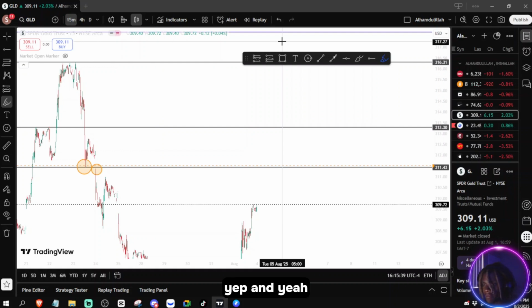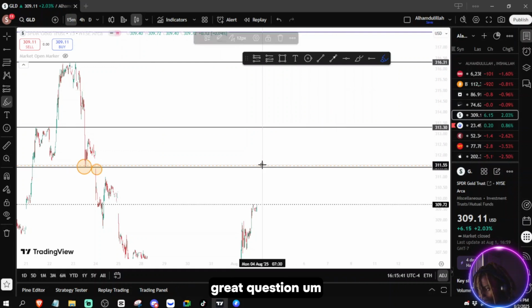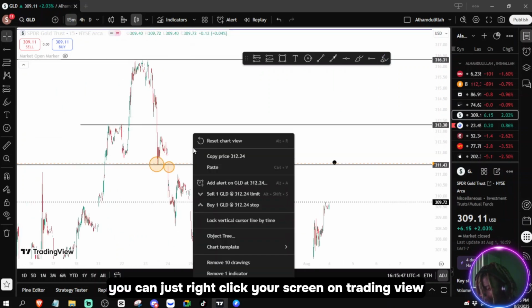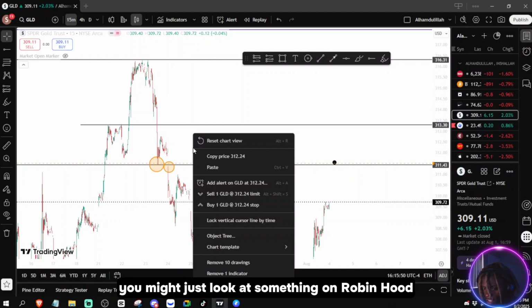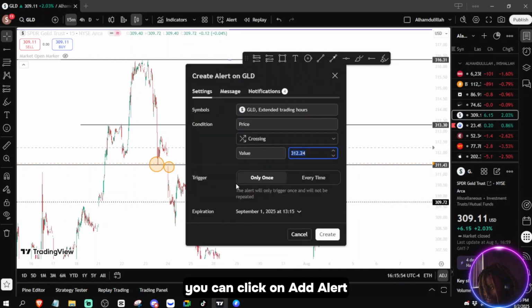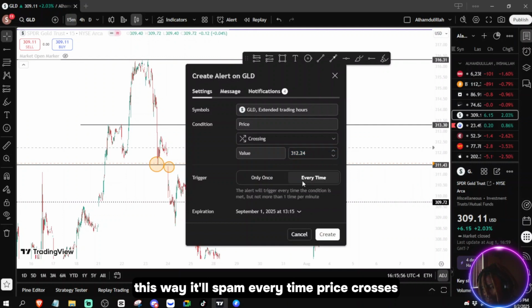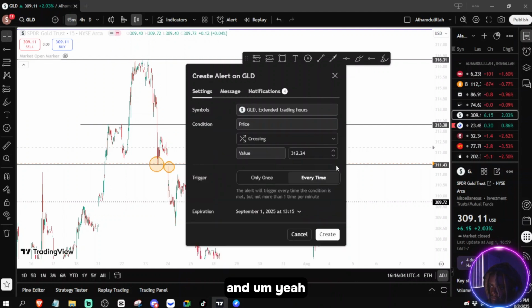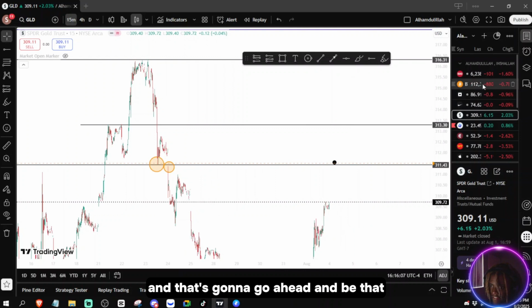Yeah, exactly. Yep. And yeah, we'll talk about alerts as well too. Great question. Thank you, sir. So yeah, in order to get alerts too, you can just right click your screen on TradingView, whatever broker you're on. You might just look at something on Robinhood and have alerts too. So you can click on add alert, click on every time. This way it'll spam every time price crosses. Go to notifications, you can notify yourself, send email, etc. And that's going to go ahead and be that.